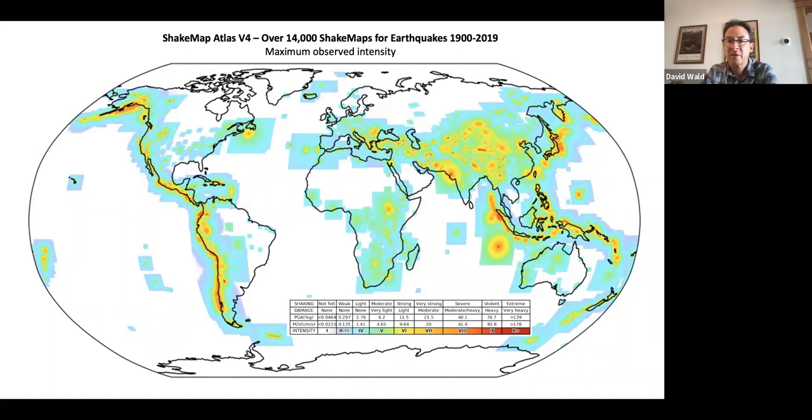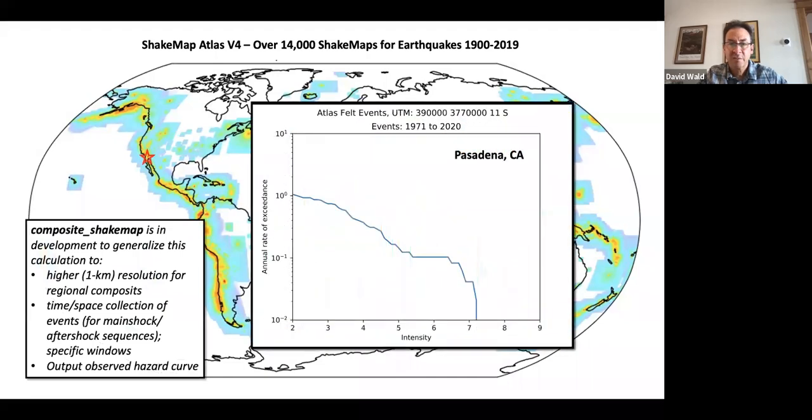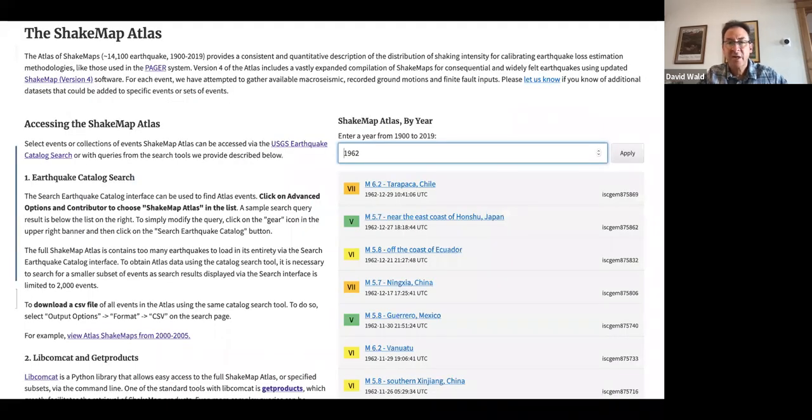And so now we have over 120 years of shake maps, which we can use to calibrate losses based on what the actual impact of those earthquakes was. So this is the maximum shaking all over the world based on the shake maps in what we call the ShakeMap Atlas. And these are made up of many, many earthquakes, as you can see. This atlas now has, as I mentioned, over 14,000 events.